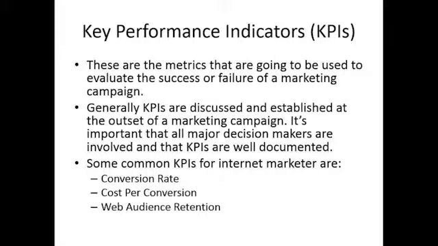And finally, key performance indicators, or KPIs. These are metrics that are going to be used to evaluate the success or failure of a marketing campaign. It's very important that we establish KPIs at the outset of a campaign. Important decision makers should be part of that process. As a marketer, I'd like to be part of that process so I can evaluate how realistic the goals are. Some very common KPIs for internet marketers are an increase in conversion rate, a decrease in the cost per conversion, and some form of measuring your web audience retention.